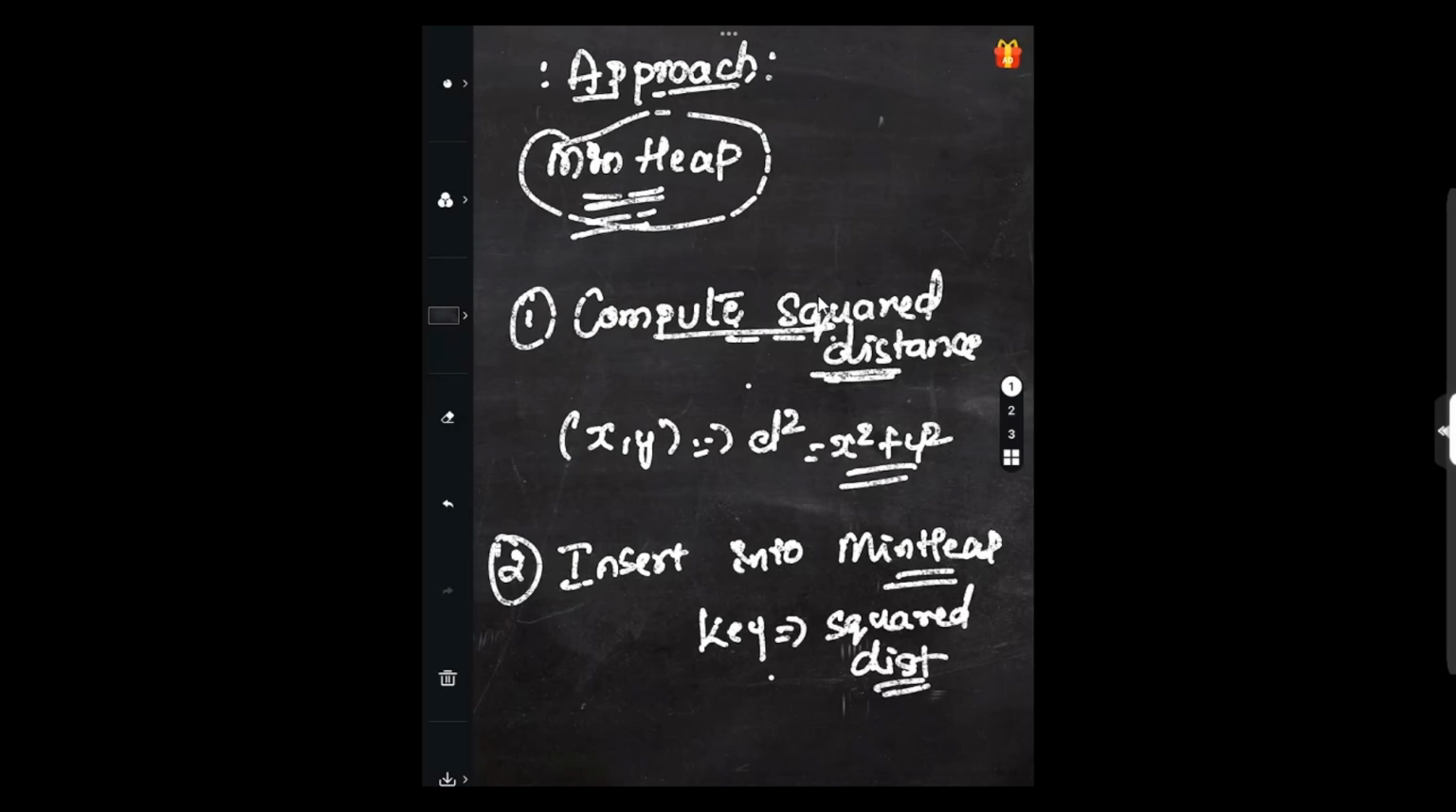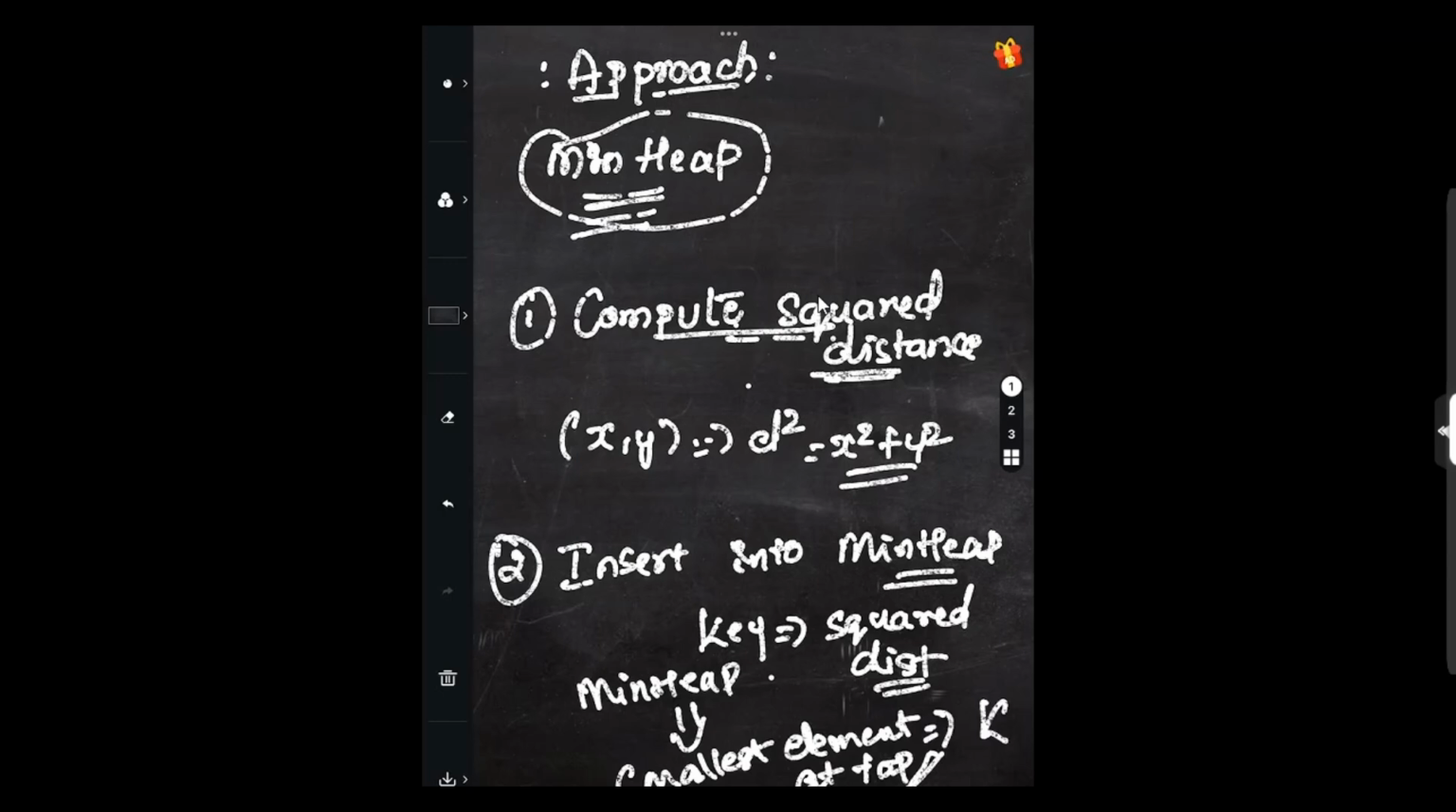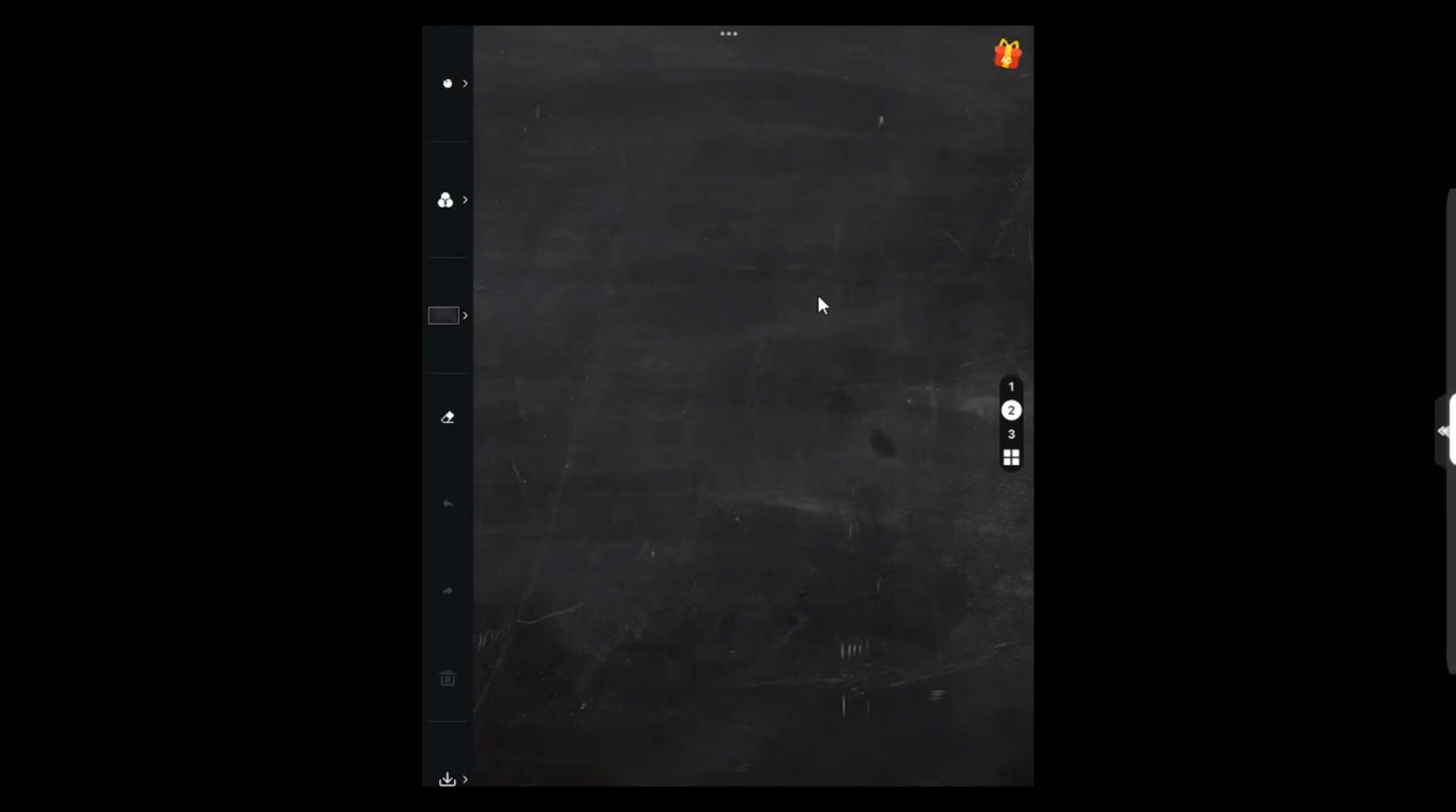And the second thing is, a min heap keeps the smallest elements at the top. That we know. Min heap always keeps the smallest element at the top, allowing us to extract the k smallest distances efficiently. Next step, let's see how we can extract the k smallest elements.